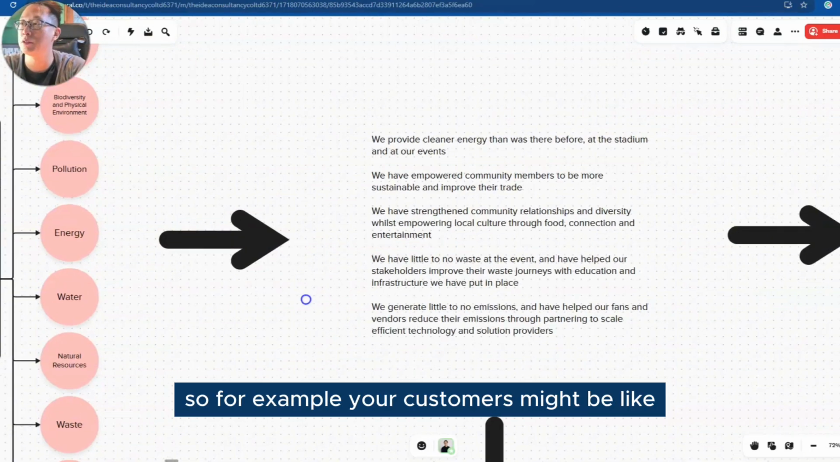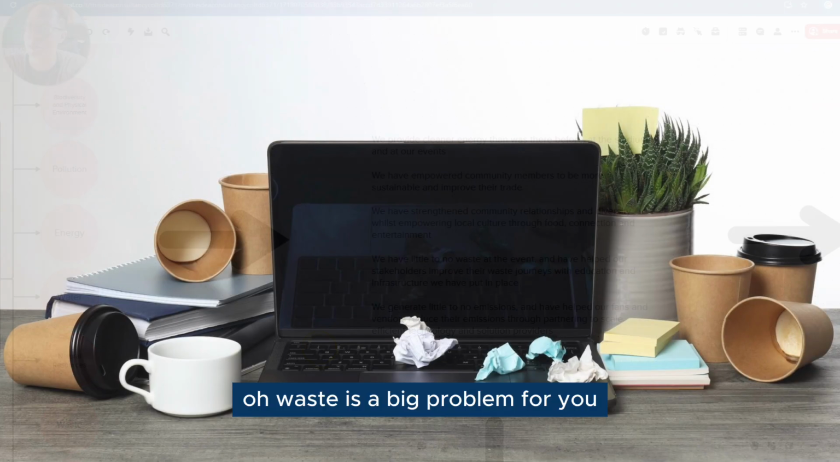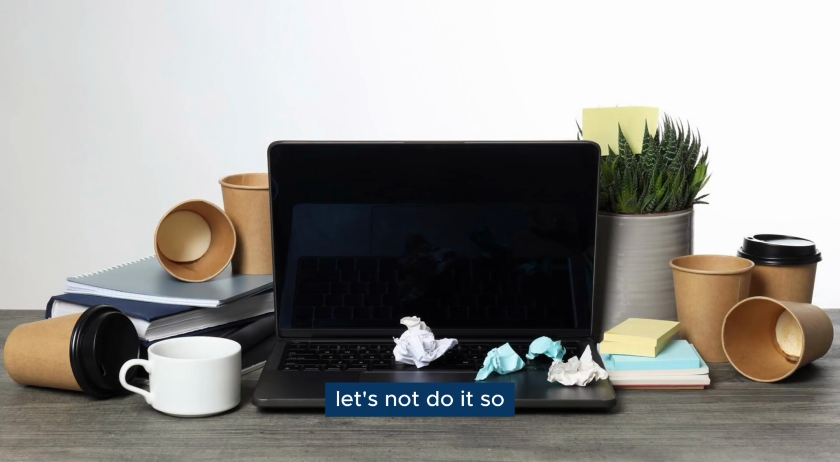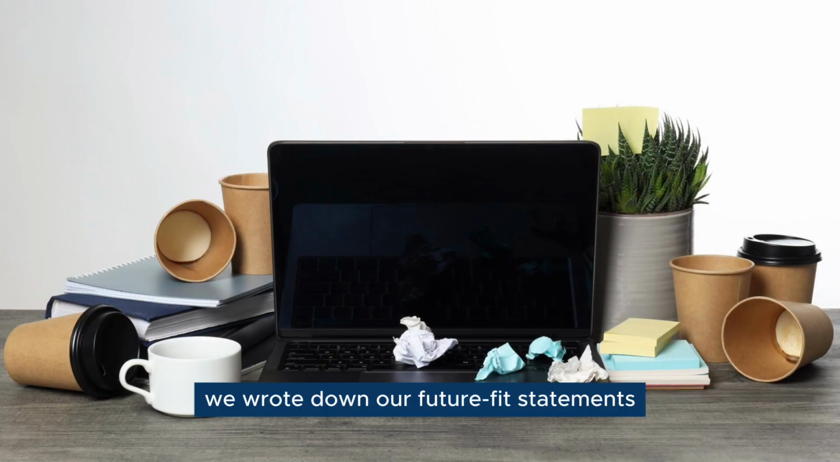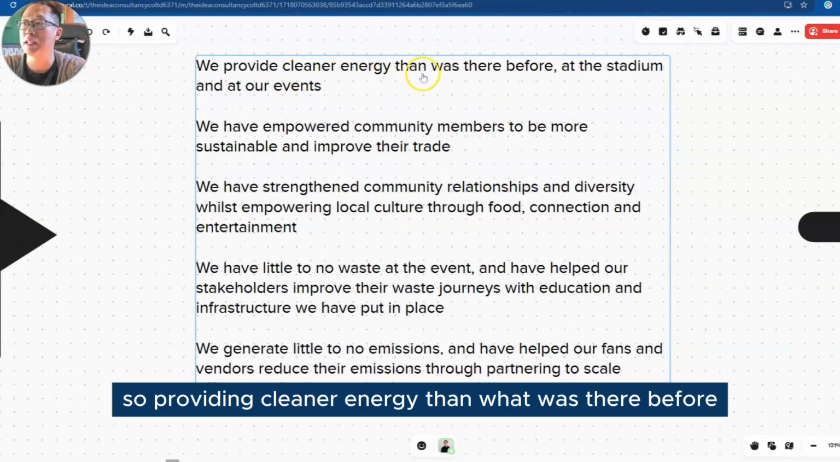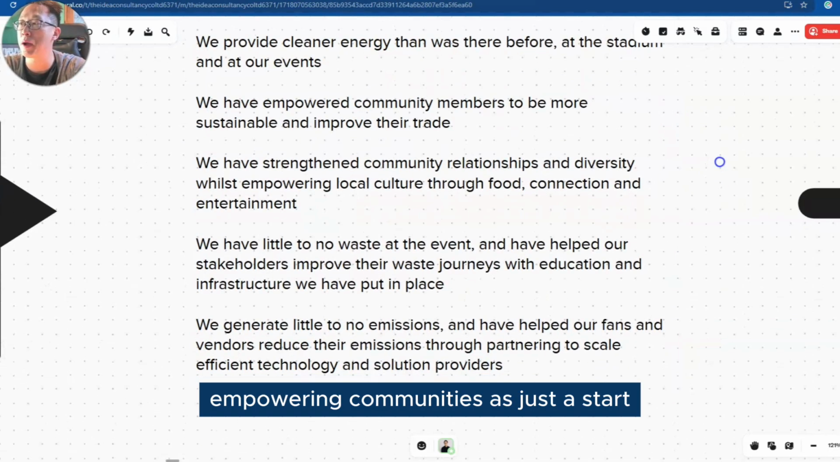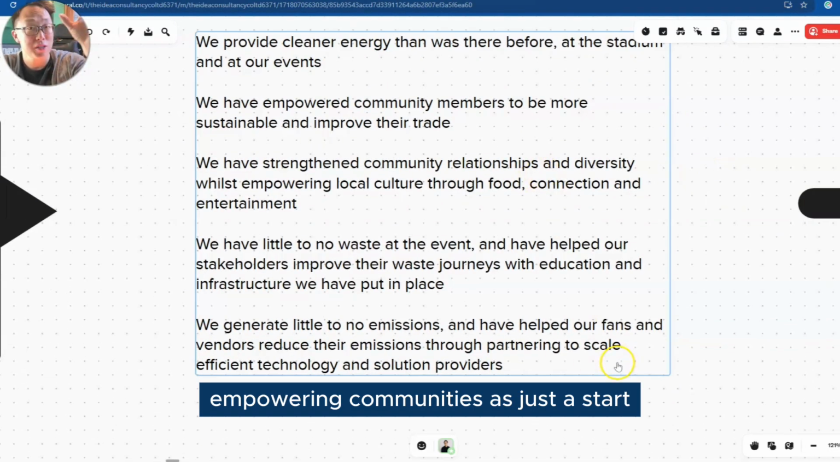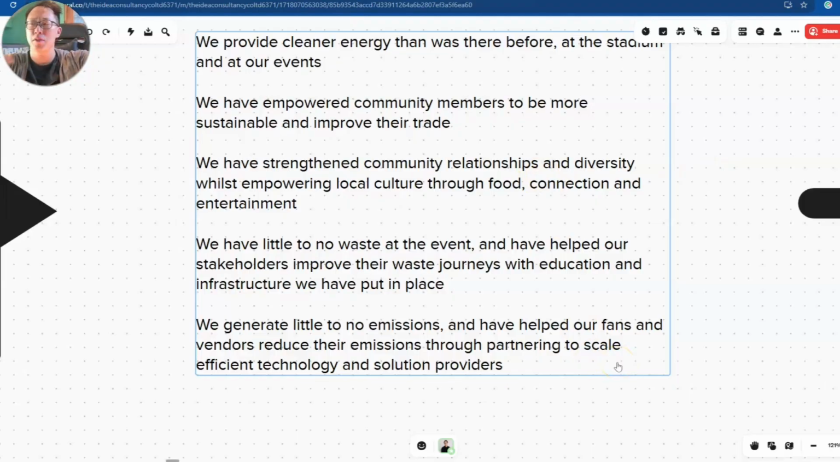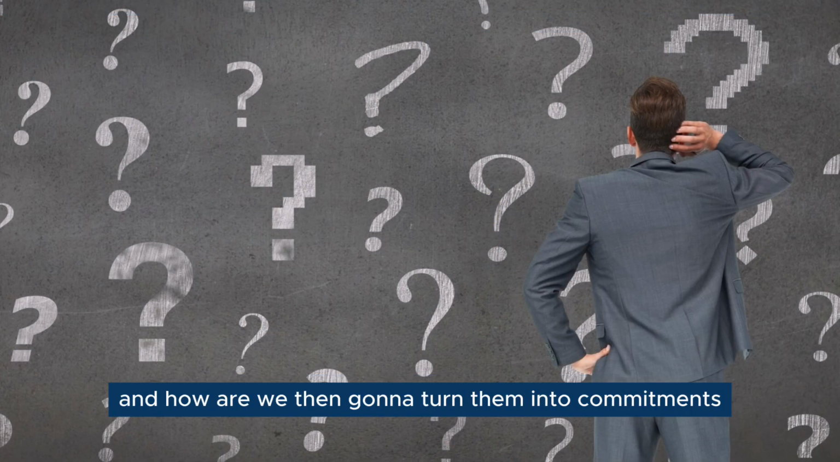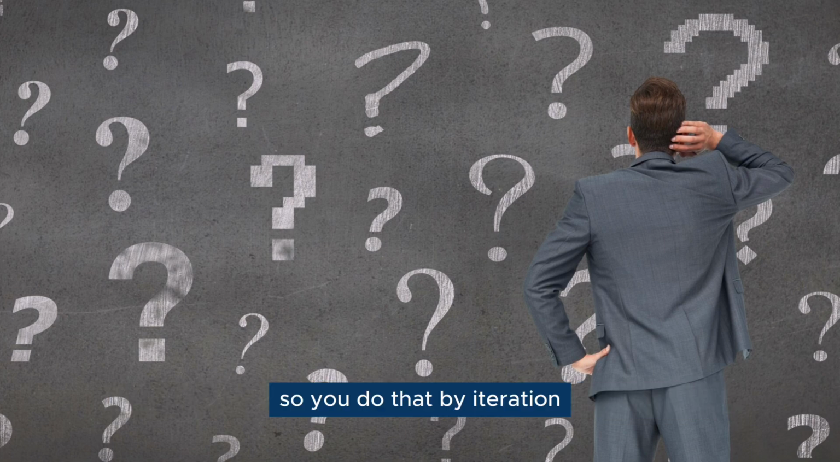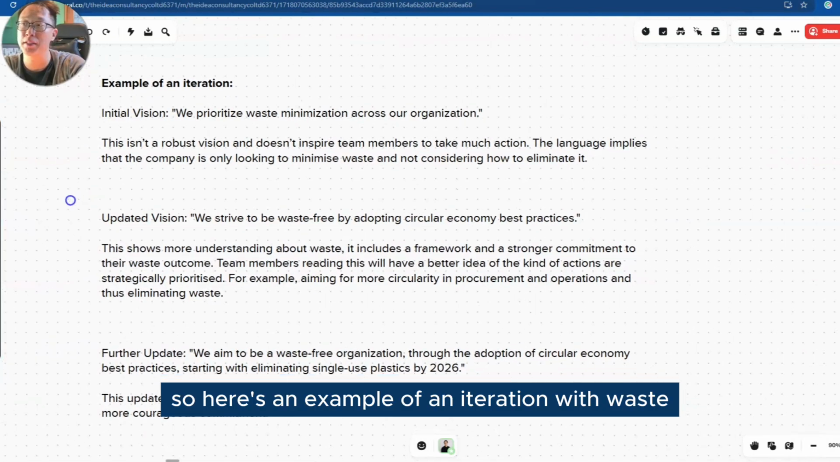So for example, your customers might be like, oh, waste is a big problem for you, let's not do it. So we wrote down our future fit statements. So providing cleaner energy than what was there before, empowering communities. As just a start. So we're going, what do the most important categories look like, and how are we then going to turn them into commitments? You do that by iteration. So here's an example of an iteration with waste.